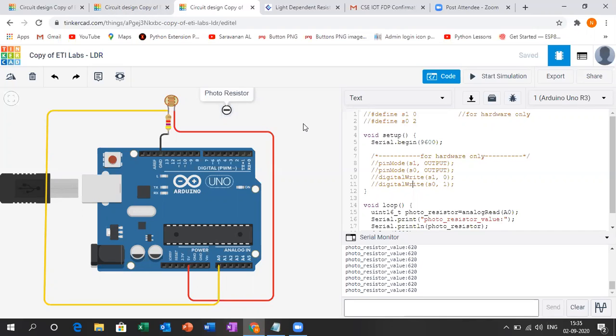And when we are increasing the light intensity, the resistance of the LDR will decrease, and there will be more drop across the resistor. So the value of the accelerometer which we are predicting will increase.